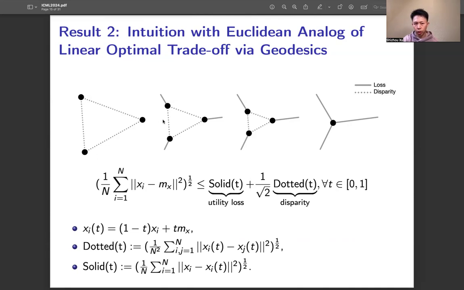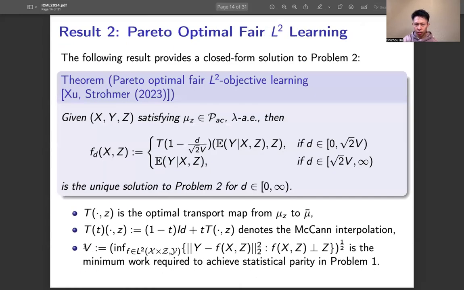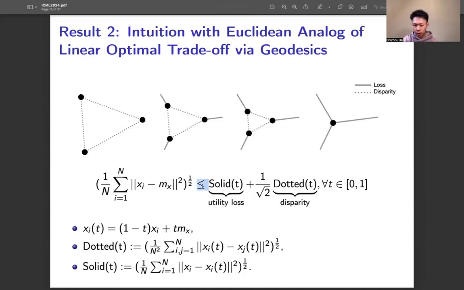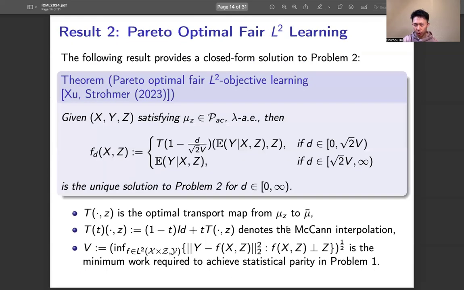So now each of the dots is a data distribution. And then if we represent the dotted line by the Wasserstein disparity and the solid line by the L2 loss, one can show that the L2 loss plus a scaled version of the Wasserstein disparity is lower bounded by this minimum, lower bounded by V, this minimum amount of work required to achieve this parity. And the equality is achieved if and only if those distributions are traveling along the McCann interpolation.